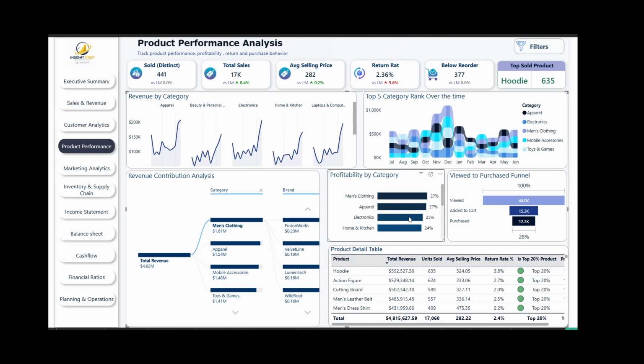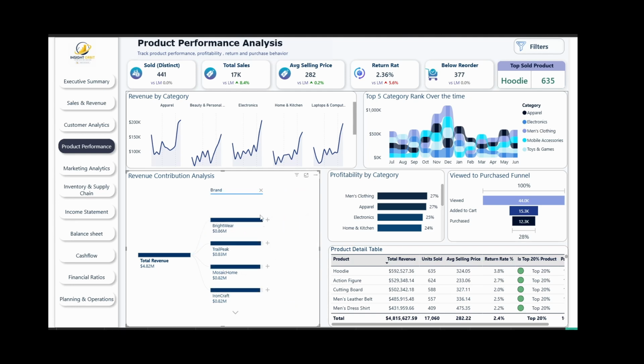Next we have the category profitability. Revenue alone doesn't tell the complete story. A product can generate high sales but still have low profit. That's why I include the gross margin percentage. This helps to identify high-revenue and high-profit categories, low-margin categories, and products that need pricing review. This gives management better information for product strategy.